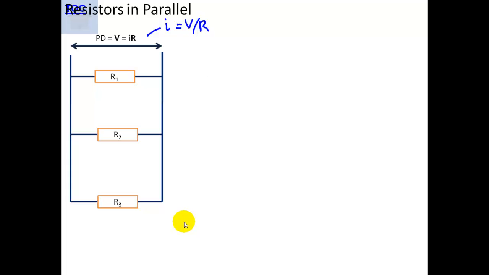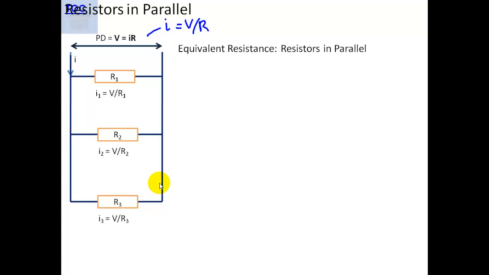In parallel, it's a little bit more complicated. Of course, the current is going to be different, but the potential difference across this resistor is the same as that one across there, and the same as that, and that's the basis for the equation for this. So what is the equivalent resistance of three resistors in parallel? This time we have to consider the current passing through each branch. The current through there is equal to the current through there plus the current through there.